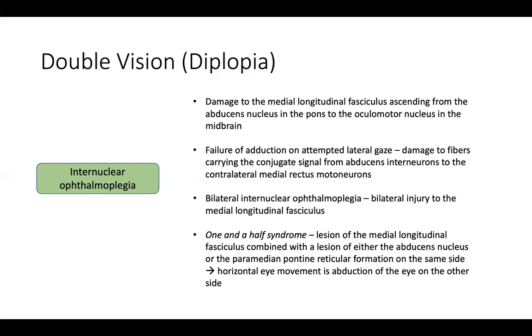1.5 syndrome is due to a lesion of the medial longitudinal fasciculus combined with a lesion of either the abducens nucleus or the paramedian pontine reticular formation on the same side. The patient's only horizontal eye movement is abduction of the eye on the other side.